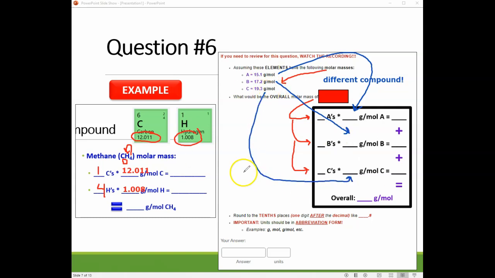Okay, then we're going to go ahead and multiply those together. So you can see here that I've got 1 times 12.011, which just means one mole of carbon. So that's going to still be 12.011.